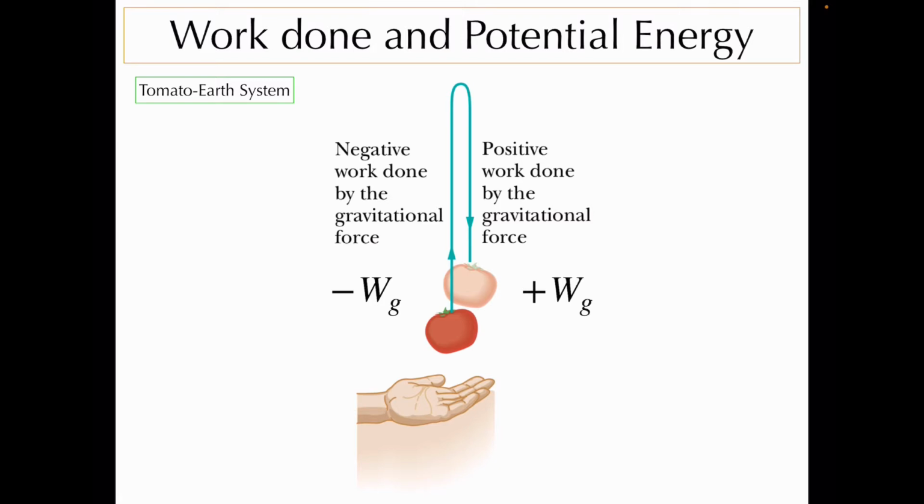Okay, now the tomato reaches its maximum height and starts to fall down. Now the direction of its motion and the gravitational force are both in the same direction. Therefore the work done will be positive and it will have the same magnitude as before. So it will be represented as plus Wg. The negative and positive work here can be explained in terms of addition and removal of kinetic energy to and from the system.